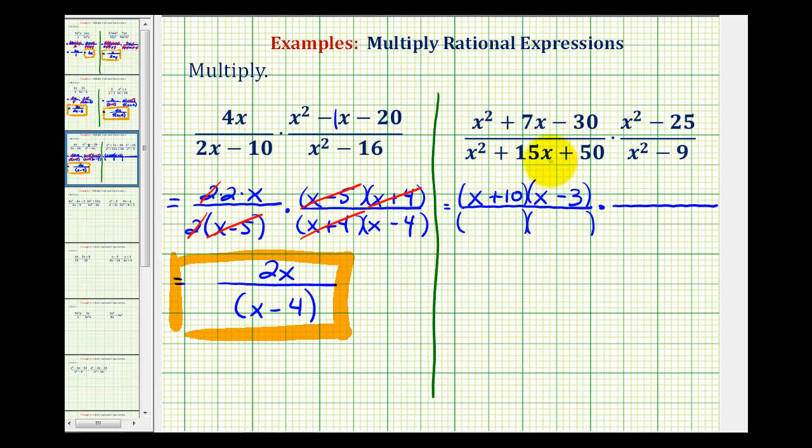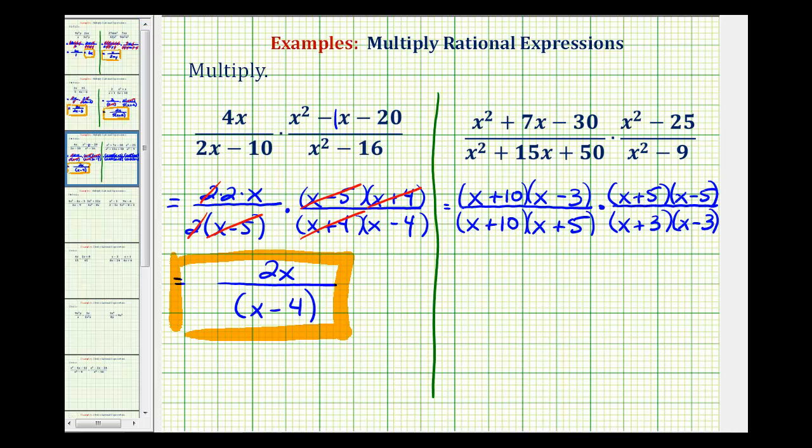And then for the denominator, we'll have x here and x here, the factors of x squared. We want the factors of positive 50 that add to 15, which would be positive 10 and positive 5, so we have plus 10 here and plus 5 here. And then for x squared minus 25, it's a difference of squares. So we'll have x plus 5 times x minus 5. X squared minus 9 is also a difference of squares. So we'll have x plus 3 and x minus 3.